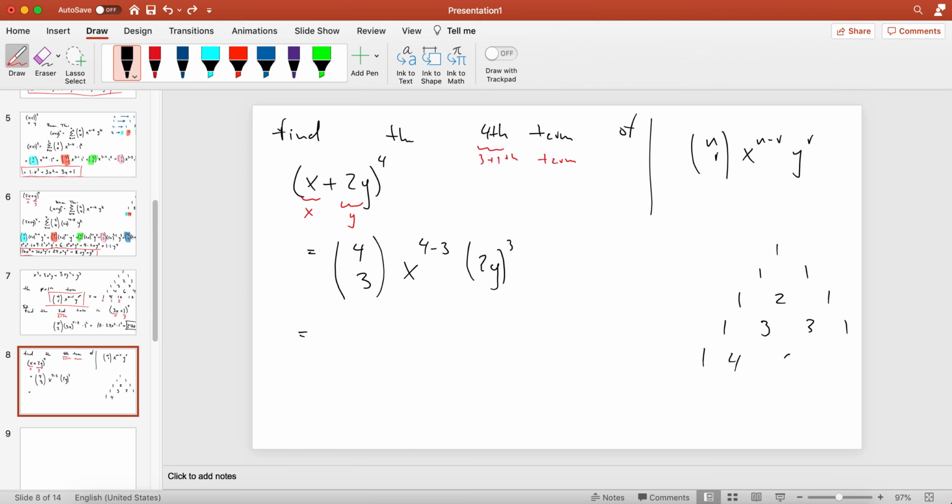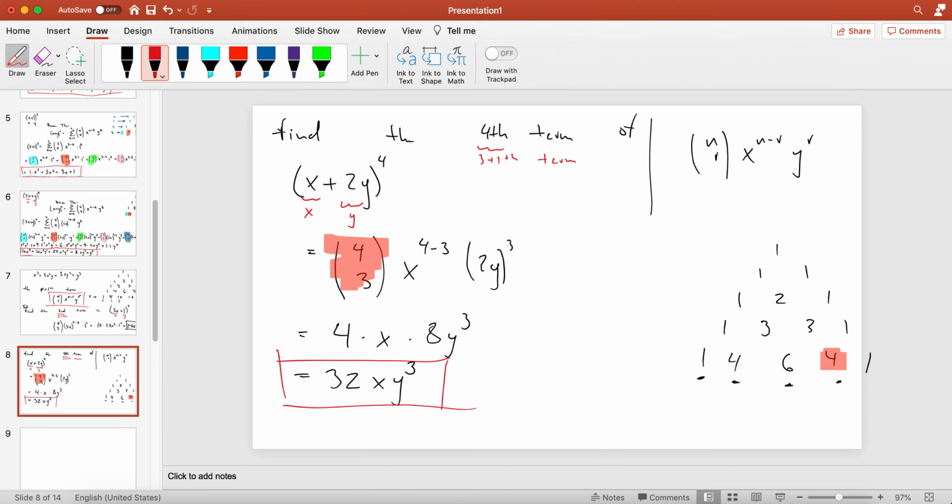So I'm going to go to row 4, and I'm going to count to 3, but I'm going to start counting at 0. So 0, 1, 2, 3. So that means 4 choose 3 is 4. x to the 1. 2y cubed, well, that's 8y cubed. Good. 4 times 8 is 32xy cubed. So if we were to expand this thing out, we would find that the fourth term is this.